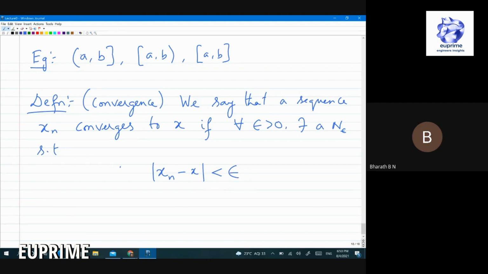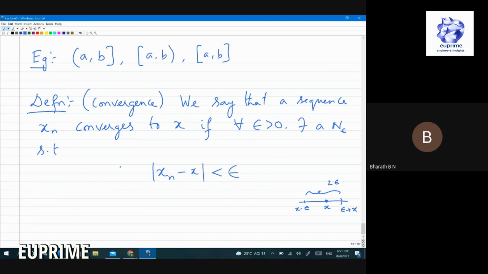Mod xn minus x less than epsilon means what? xn is less than x plus epsilon, and xn is greater than x minus epsilon. So the idea is this: x is here, x plus epsilon is here, x minus epsilon is here. So in fact, this is not epsilon room, this is 2 epsilon room. That's okay, because I'll take epsilon to be very, very small, it doesn't matter. So the picture that I have written here is equivalent to mod xn minus x less than epsilon. Is this fine? Any questions?